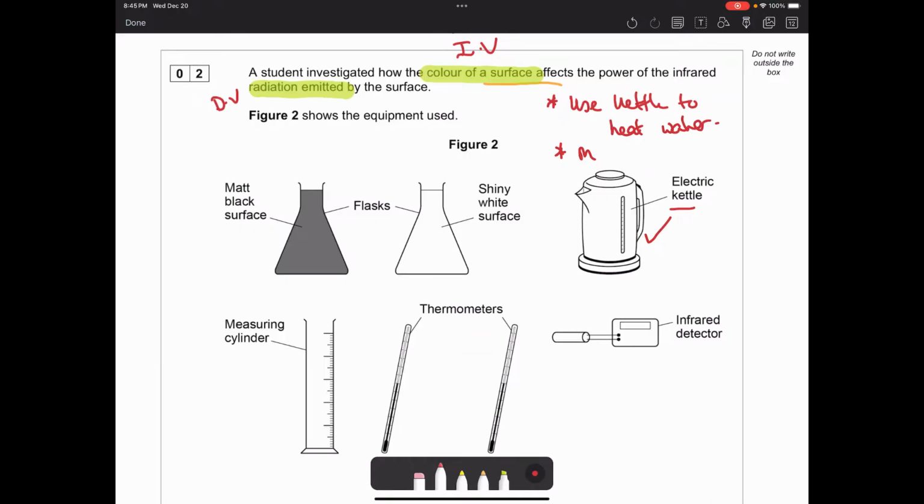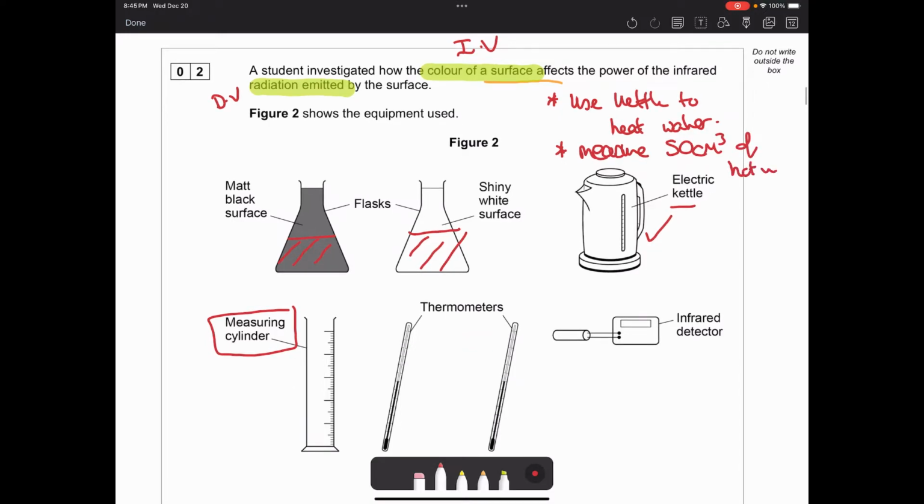Well, I know I'm going to be putting the water into my flasks, but I need to make sure they have the same amount. What am I going to use to do that? My measuring cylinder. So I might measure, and you make up an amount, 50 centimetre cubed of hot water, using measuring cylinder. You would then pour it into each flask.